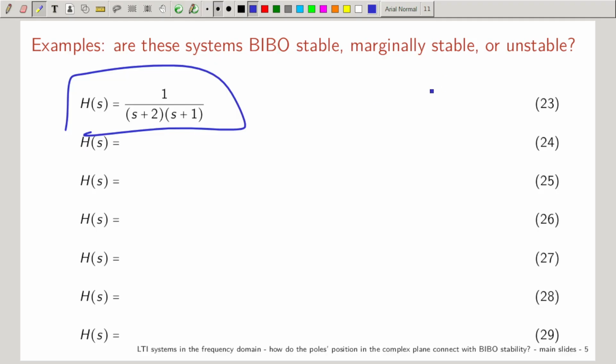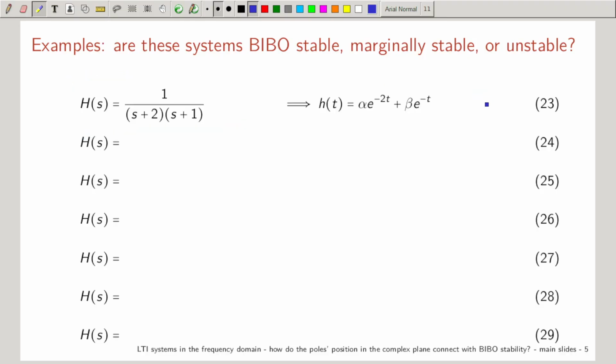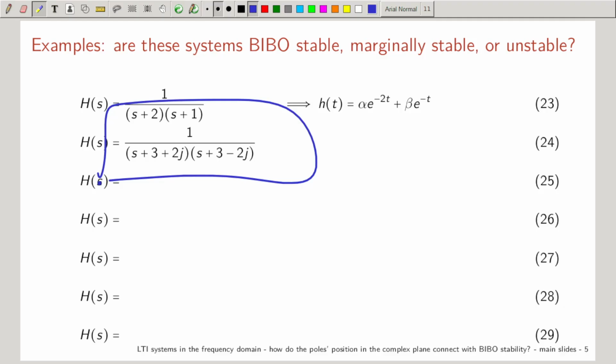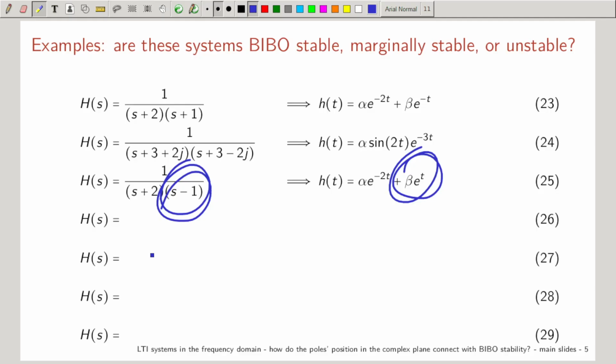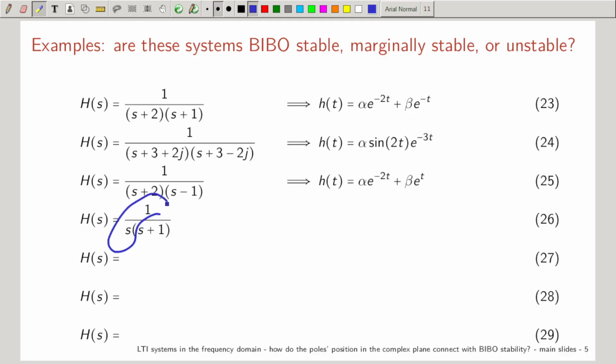So, BIBO stable? Yes, no, do not know. Immediately, yes. This one, BIBO stable? Yes, people. The real part is the important part. Okay? BIBO stable? No. BIBO stable? No.